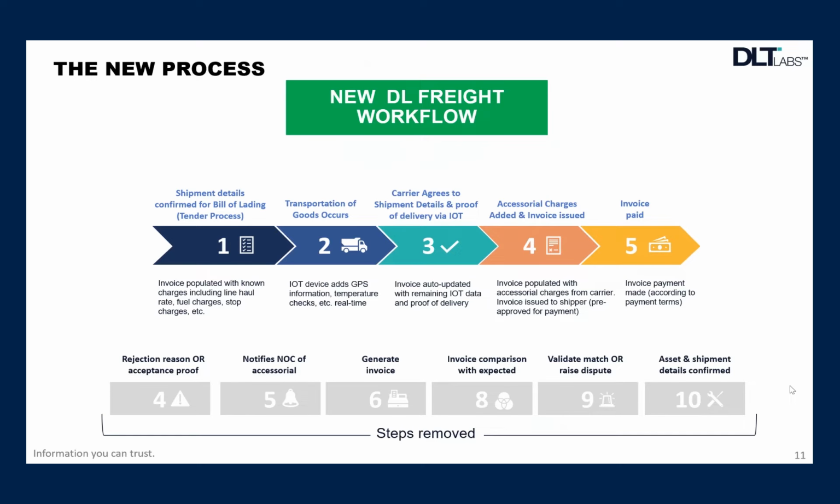In step 2, as the move occurs, we're using IoT data, GPS tracking information specifically, to provide information about the unknown charges that may occur during the movement of a shipment. So a carrier arrives at a distribution center and there's no loading dock available for them, so they have wait time incurred. That is not known at the time that you would tender that shipment, but it is one of the charges that the carrier is available to charge for on their invoice.